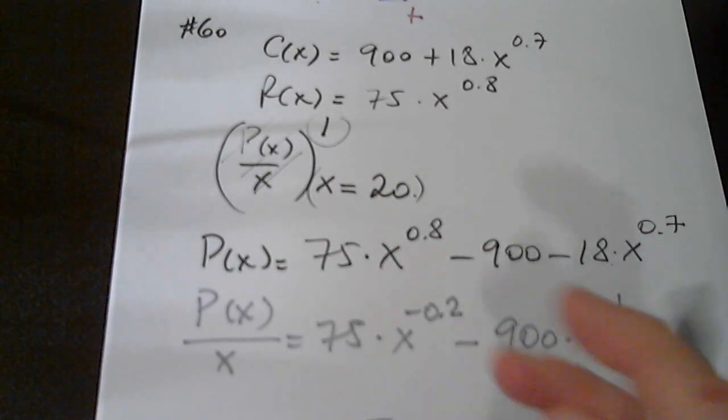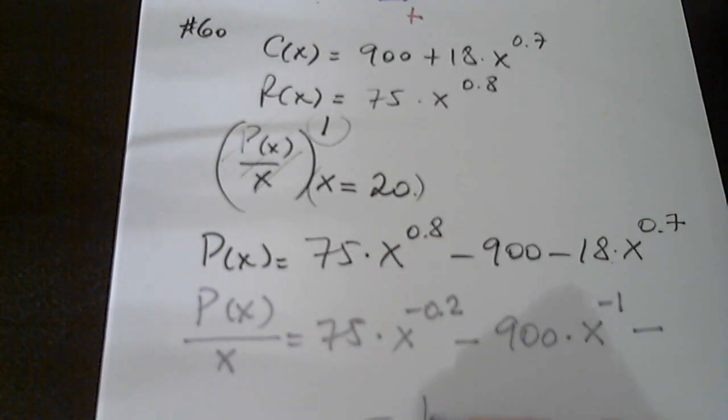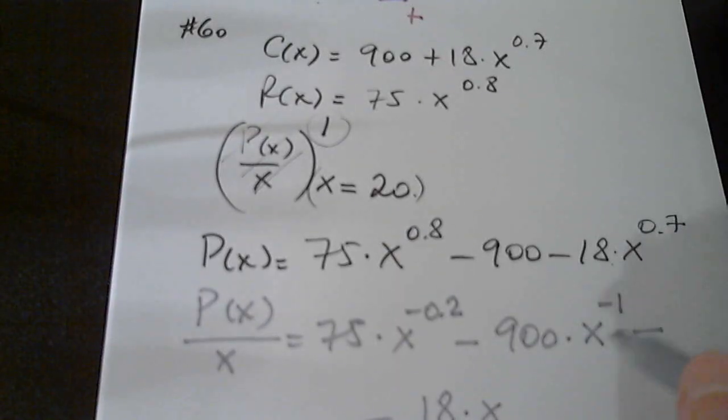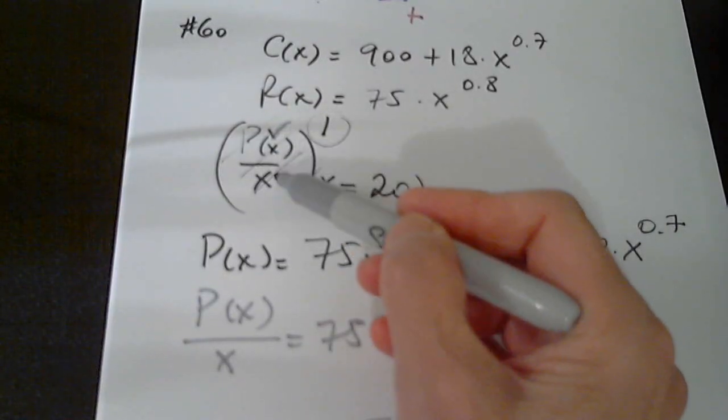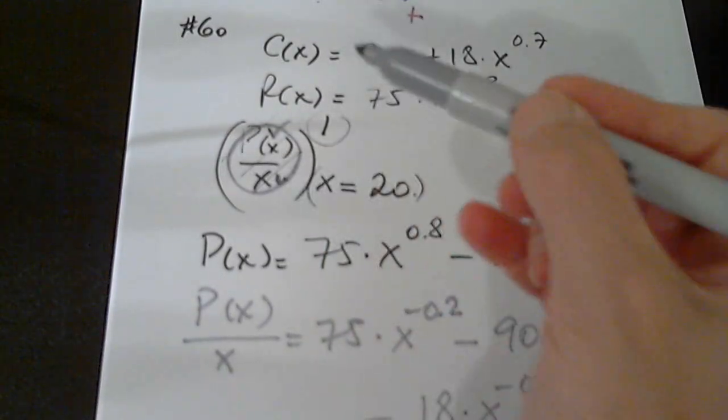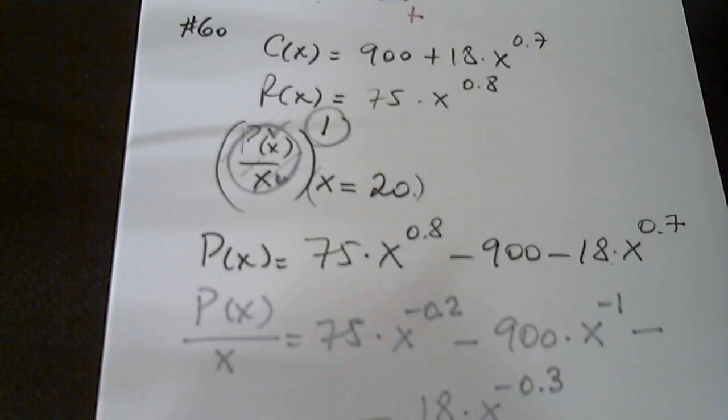Finally, minus, now I divide this quantity by x. So I have 18 times x to the 0.7 minus 1, which is negative 0.3. So I determine this function. Now I have to differentiate it. When I'm done, I will plug in 20. Is this okay so far?